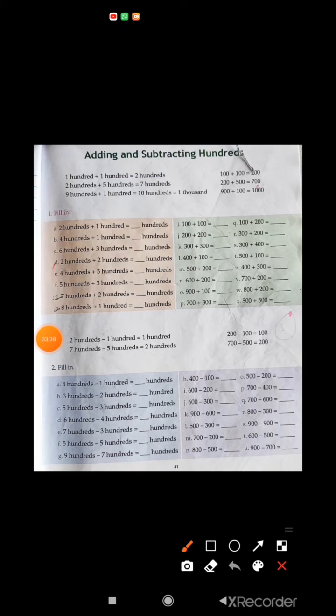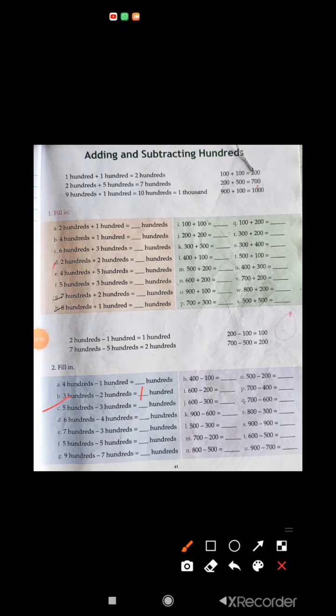Now fill in the blanks. A part, 400 minus 100. 4 minus 1 is 3. So write in the space given here 3 hundreds. 100 is already written. You have to write only the digit. B part, 300 minus 200. 3 minus 2 is 1. Write here 100 in the space given.